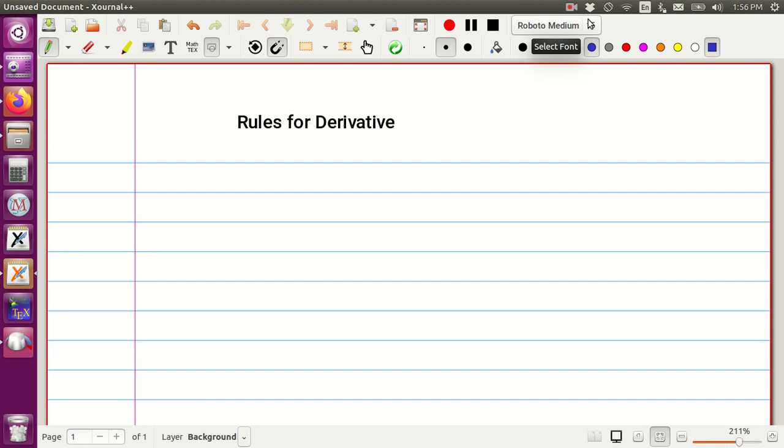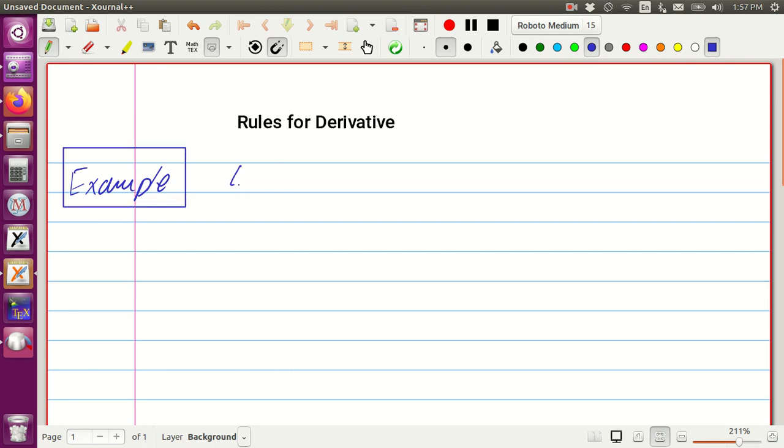Hello students, in the last lecture we defined the derivative, but we haven't done any examples and haven't defined any rules. So we're going to do it in this lecture. The first example that we're going to do wants us to find the derivative.